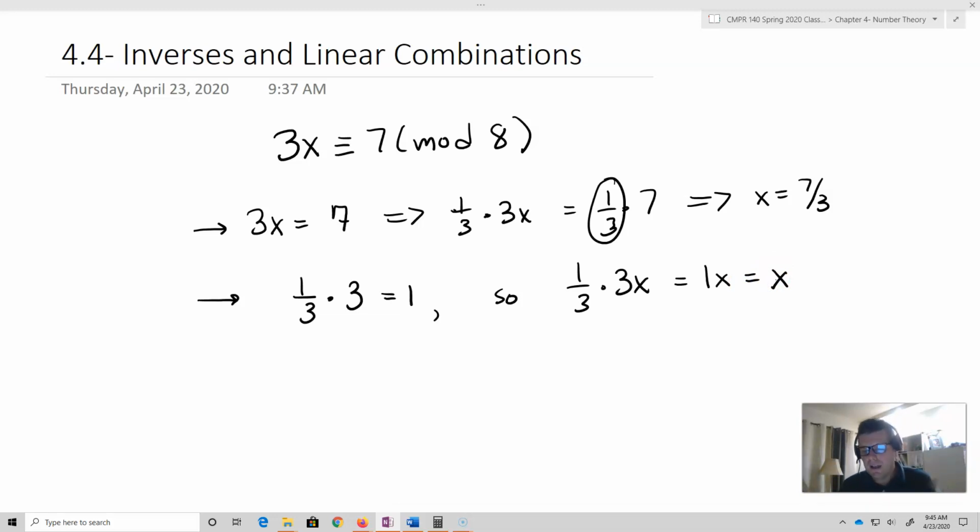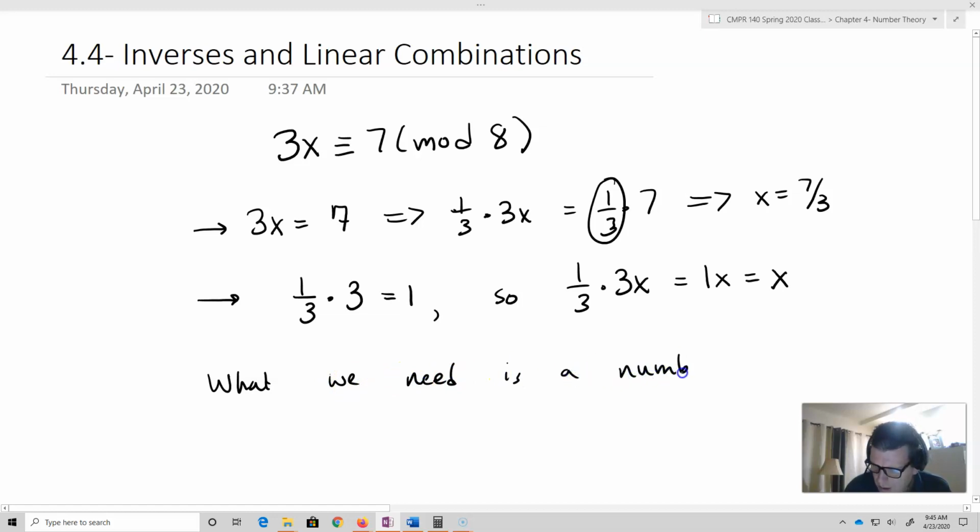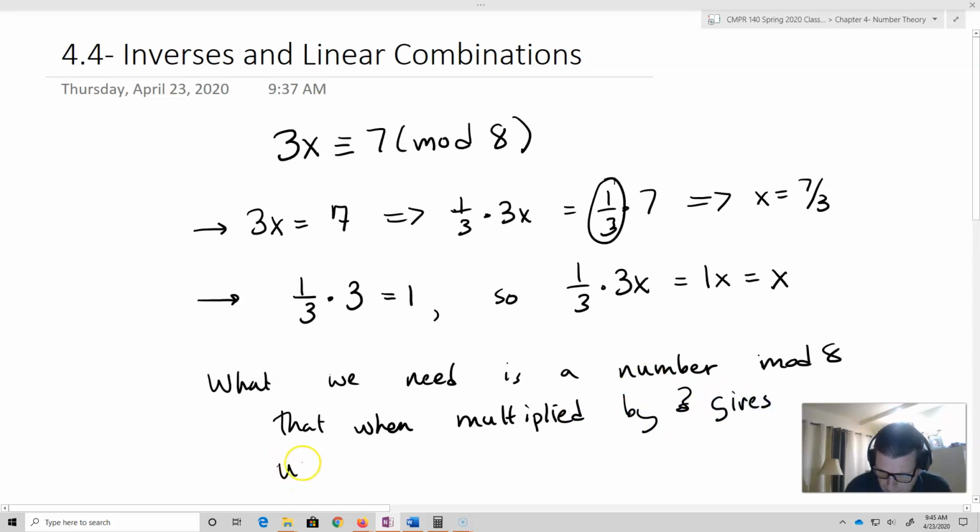So what we need is a number mod 8 that, when multiplied by 3, gives us 1, if such a number even exists. So we want to know a number that when I multiply it by 3, it will end up giving me 1. And so let's take a look at what those numbers might be.